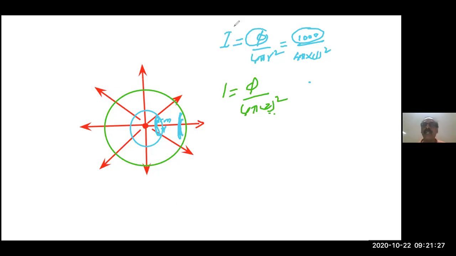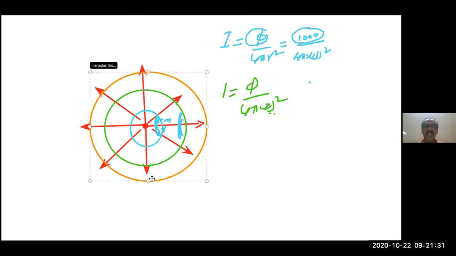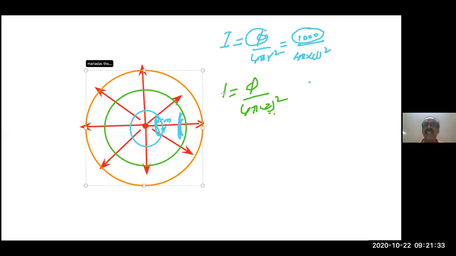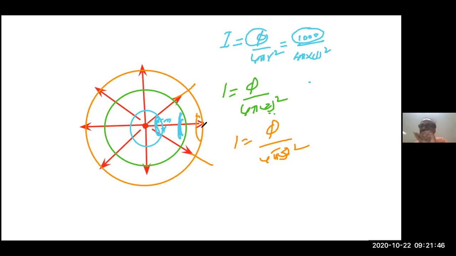If you put another envelope of 3 centimeter, how many times will intensity decrease? 9 times. 4 pi 3 squared, right? Yes, sir. Because again it is spreading. You see, the spread is increasing, so the energy available per unit area is decreasing, right? So intensity decreases.